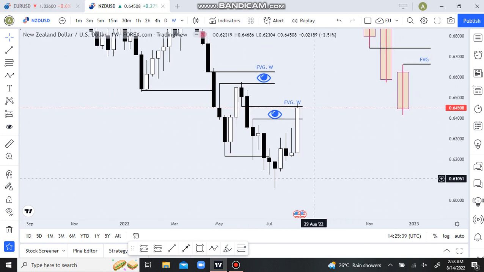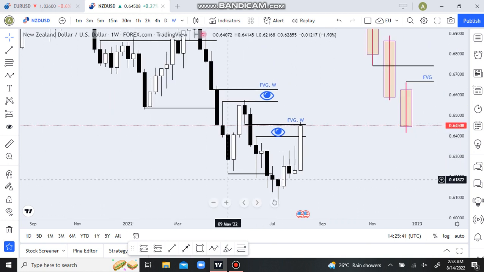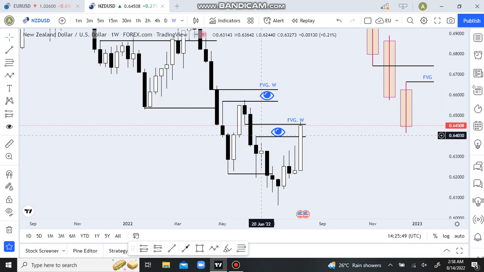After we break structure like this and we form this swing low, you can look for buys on a lower time frame to here. After it gets here, you can also look for sales on a lower time frame to break this low.